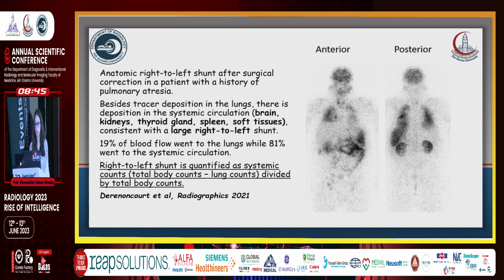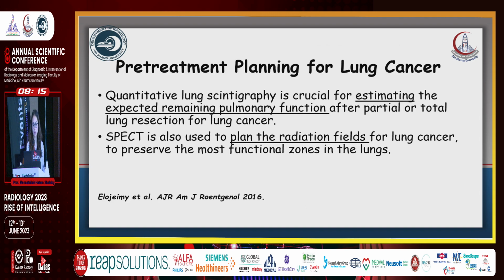Besides tracer deposition in both lungs, in both the anterior and posterior images, there is tracer deposition in the brain, the kidneys, the thyroid, and the bowels. So 19% of the blood flow went to the lungs, while 81% went to the systemic circulation. So quantitative lung scintigraphy here confirmed the presence of anatomical right to left shunt, and it quantifies the degree of shunting.